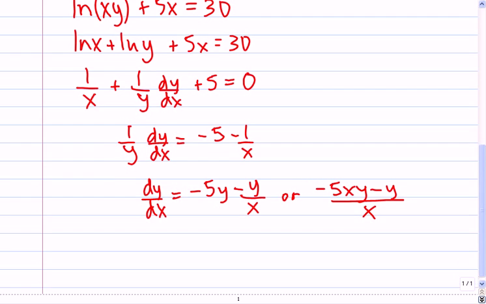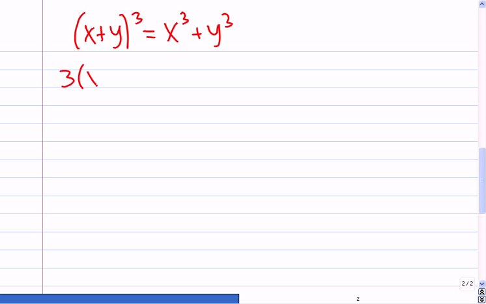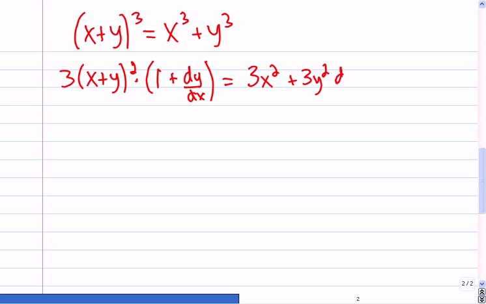Okay, let's try working this one out together then. So the question was (x + y)^3 = x^3 + y^3. And if we differentiate implicitly, it's going to be a chain rule question here. So 3(x + y) squared, but then I have to times by the derivative of the inside. So that'll be times (1 + dy/dx). And on the other side, I'll have 3x squared + 3y squared dy/dx.